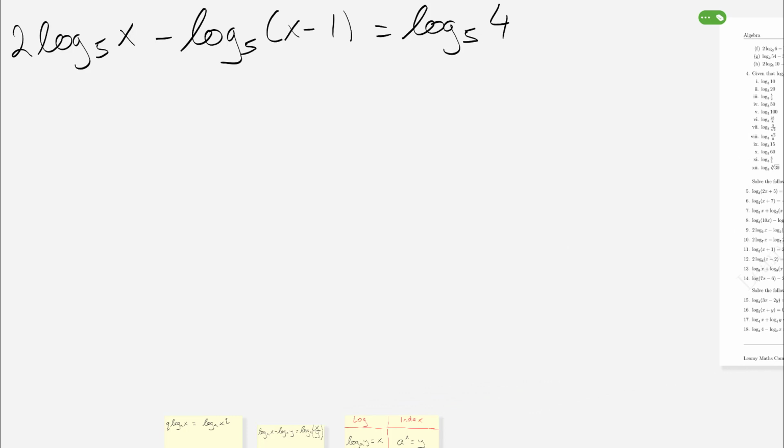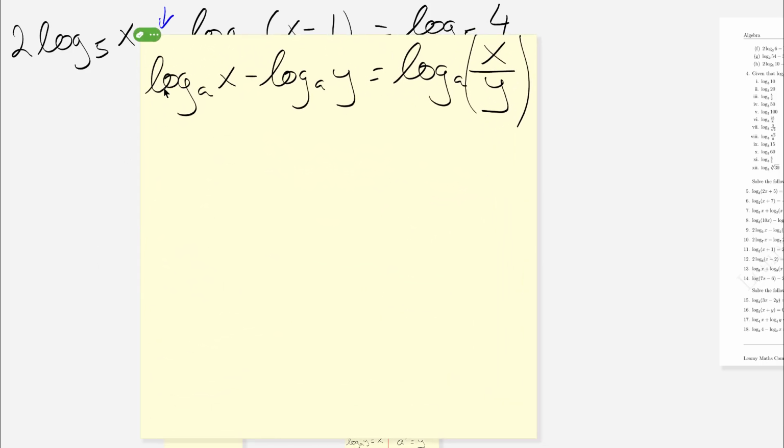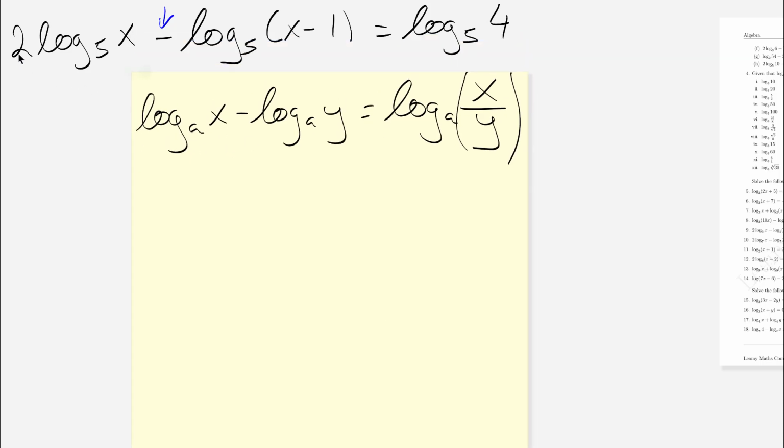Our first goal is to reduce the number of times we see the word log written. So I have a minus sign here. So I will eventually be using this rule here, where when you're subtracting two separate logs, you divide their arguments, you divide what's inside them. But I cannot use this rule yet because I have a 2. If you look here, I have a 2 in front of the log. If you have a number in front of either of the logs, you cannot use this rule. We've got to deal with that number first.